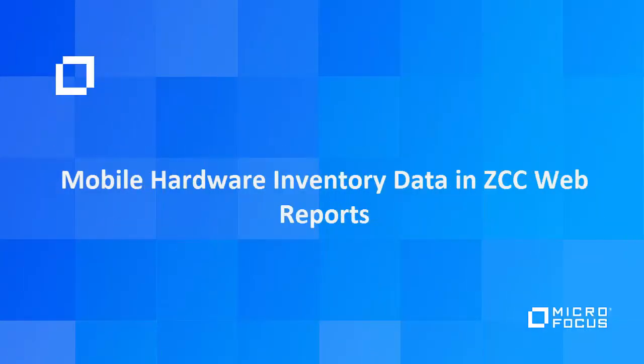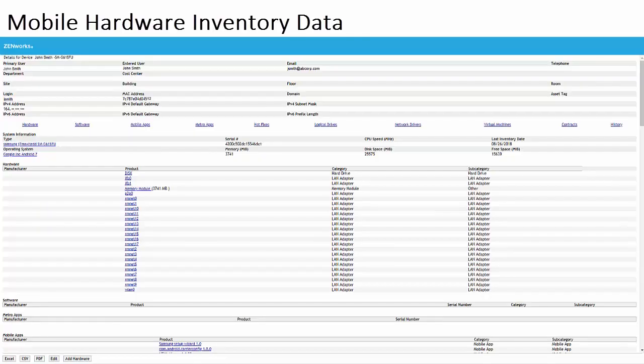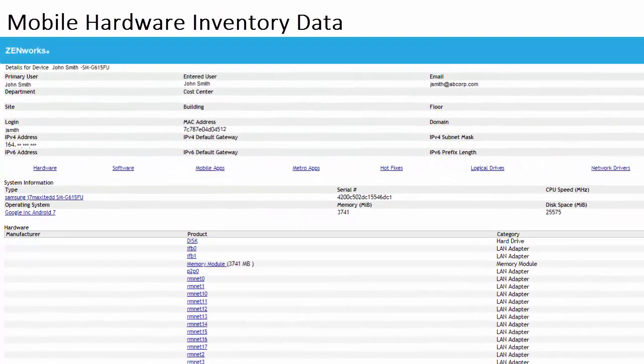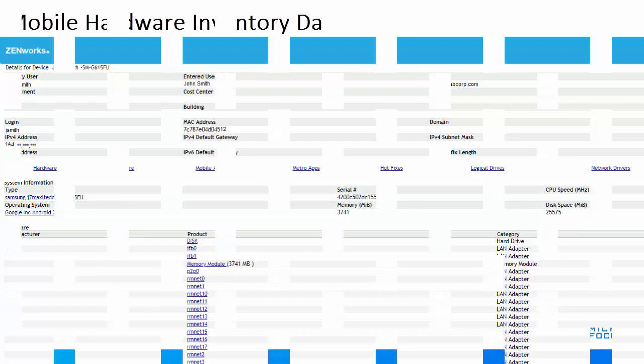Mobile hardware inventory data in CCC web reports. Hardware inventory information about mobile devices is now being stored in inventory tables. This enables the information to be available in the CCC inventory reports. New fields have been added in inventory reports to facilitate the same.